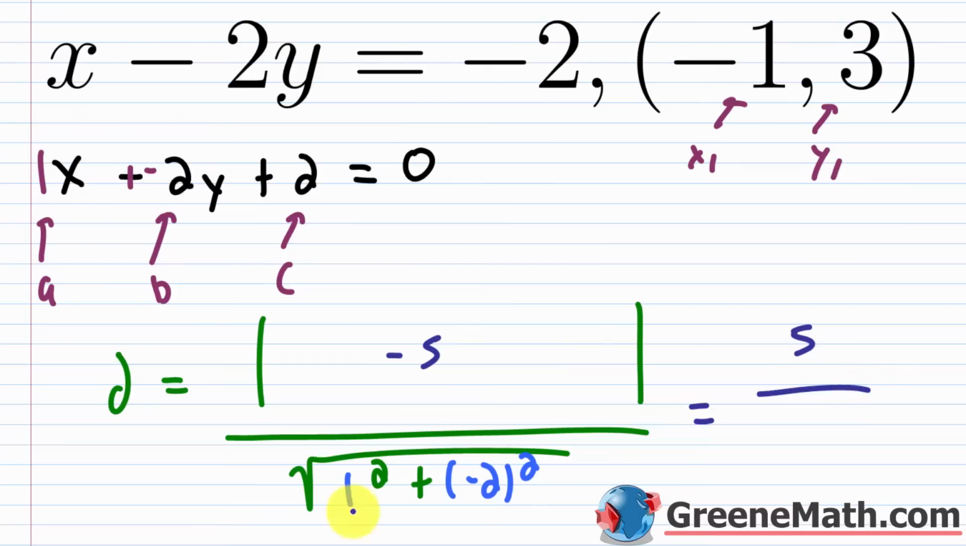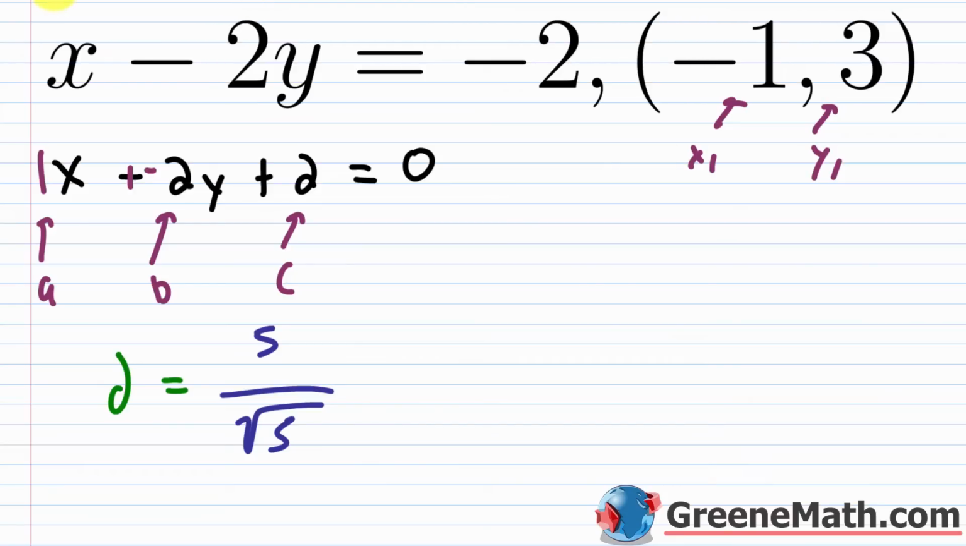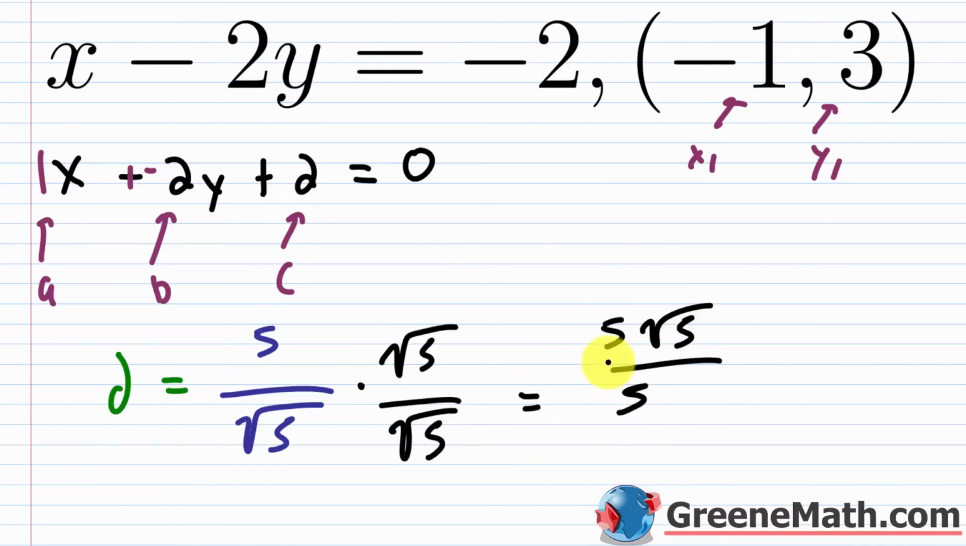Then down here, we have the square root of 1 squared plus negative 2 squared. So again, this negative 2 wrapped being squared, that's positive 4. And so this would be 1 squared, which is 1, plus 4, which is 5. So this is the square root of 5. And we're just going to rationalize the denominator. So times the square root of 5 over the square root of 5. So this gives me 5 times the square root of 5 over 5. And of course, you can cancel this 5 with this 5. So this gives me the square root of 5.